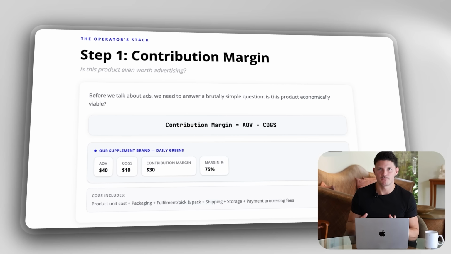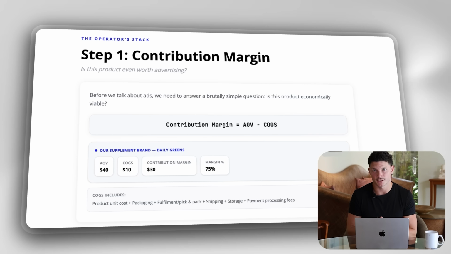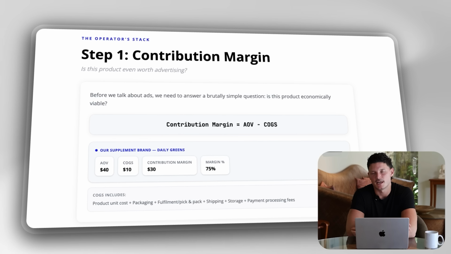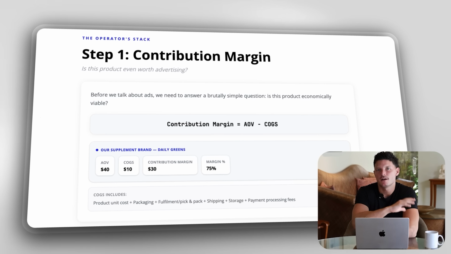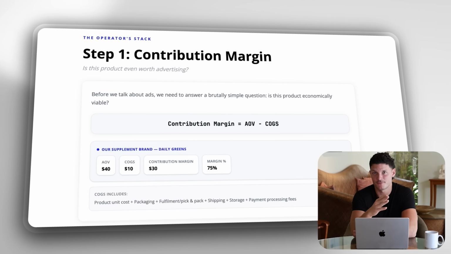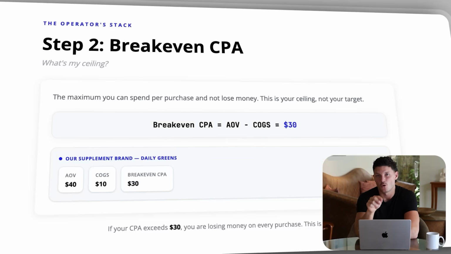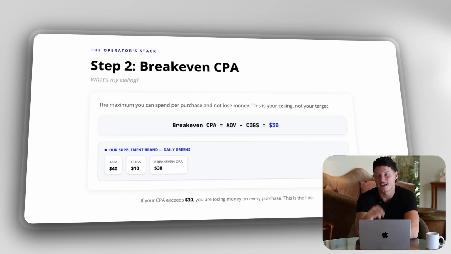For our supplement example, so the greens, let's say average order value is $40. The cost of goods sold is $10. So that means $30 is the gross margin before ads. So this number answers two foundational things. The first one is, is this product even worth selling? Which hopefully you would have already answered before going to market with it. And number two, which is most useful for you watching this video, what is the absolute maximum I can spend to acquire a customer and not lose money?